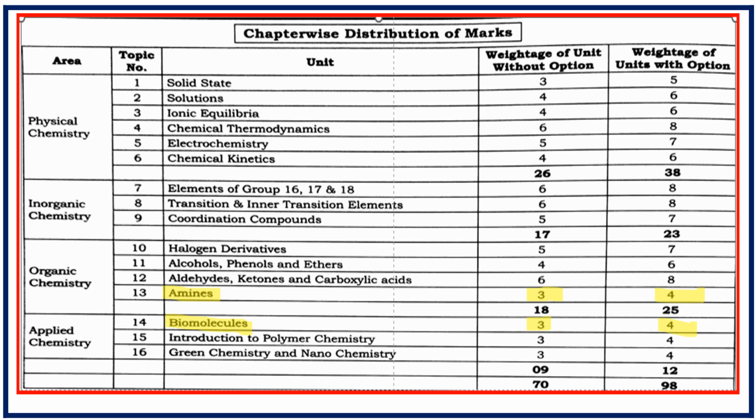Today we'll see two new chapters. Amines, which is there for 4 marks with option, and without option for 3 marks. Second chapter is Biomolecules with option 4 marks, without option 3 marks. These two chapters are easy to study, so don't keep these two chapters for options.